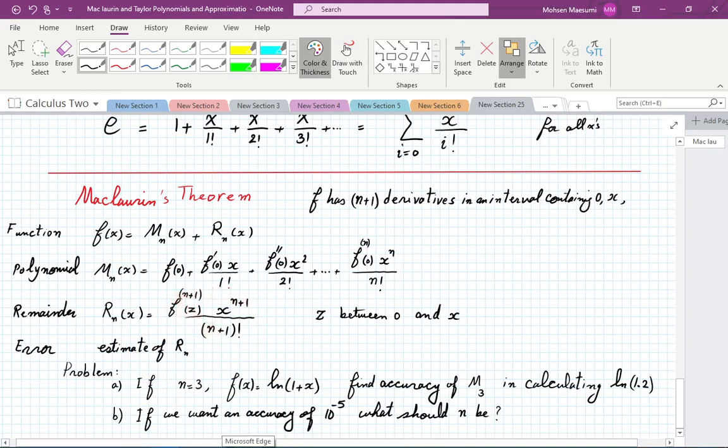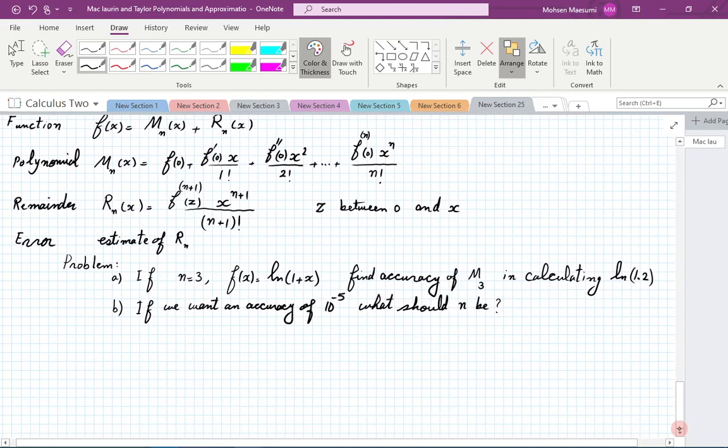Okay, we said two types of problems. One is a simple one. We have a function given to us and we are told to calculate the Maclaurin polynomial up to a certain term, and then we want to know how accurate it is if you are using it for calculating the function at some specific number. So that was the issue of you calculate the polynomial, you calculate the function with your calculator or somehow, and you take the difference of the two, and then you're done.